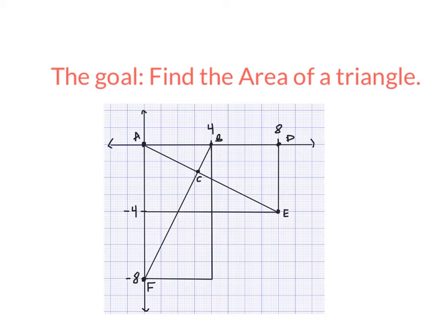The goal of task number 1 was to find the area of triangle ABC. So we're looking at ABC right in here. Some of the resources provided for you were to remember the formula for the area of a triangle, which is equal to 1/2 the base times the height. Looking at this triangle, we have to decide what the base and the height are.